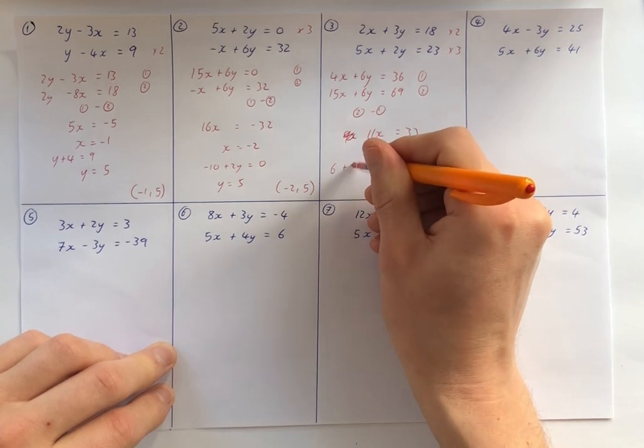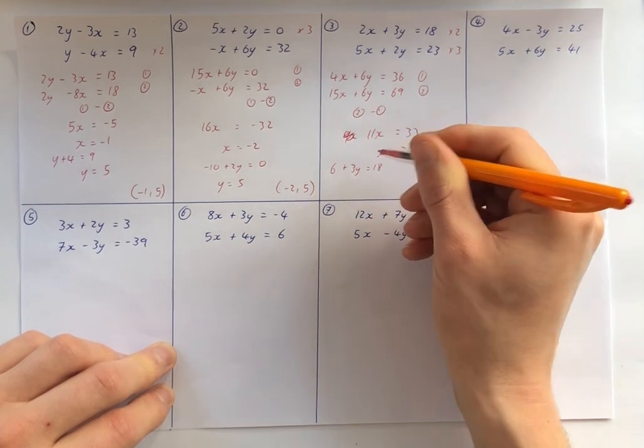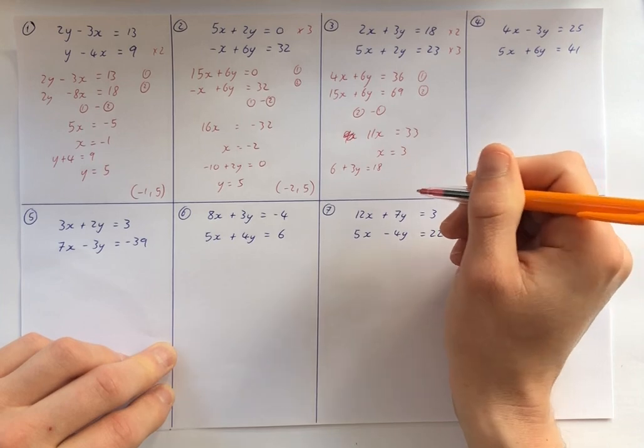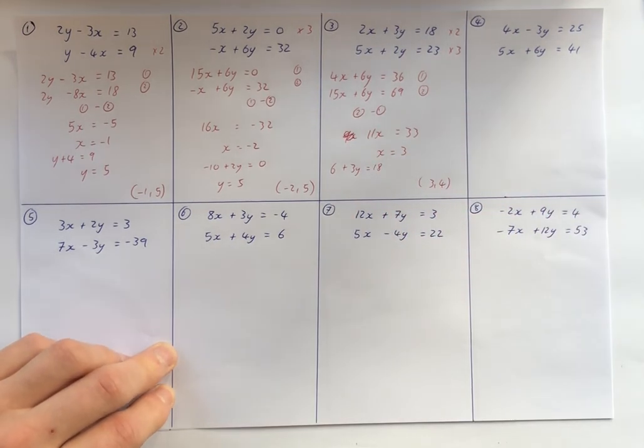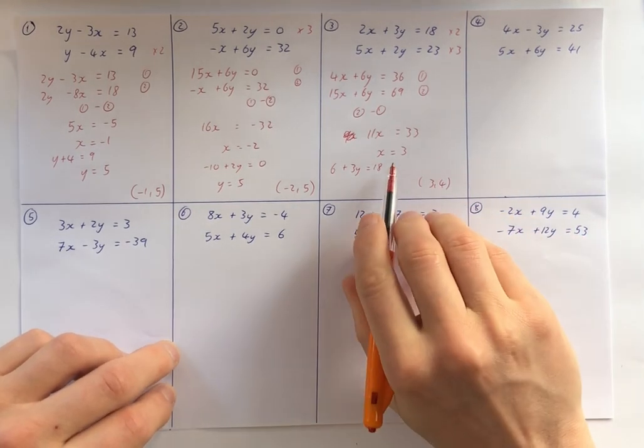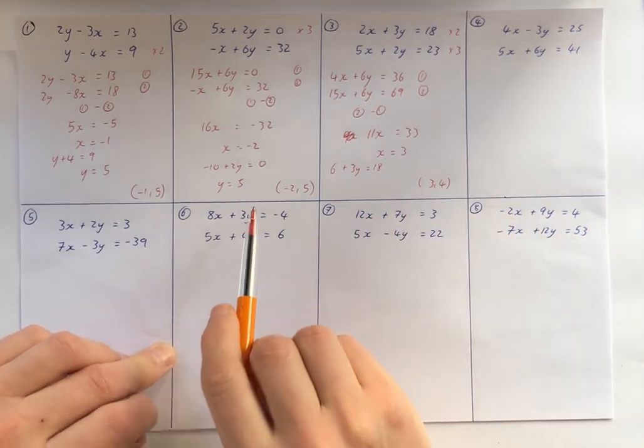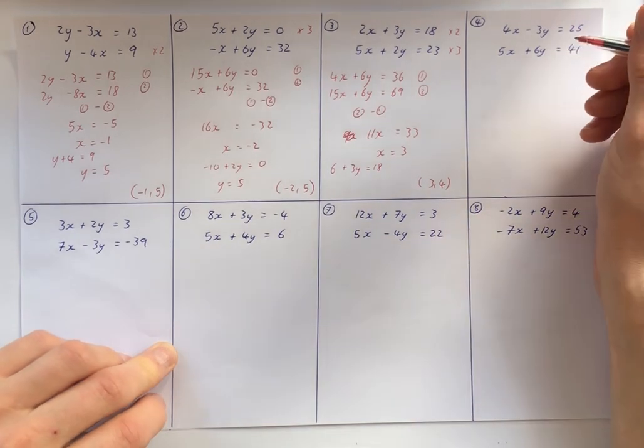6 plus 3y is 18. 6 plus 12 is 18, so y must be 4. 3, 4 is our solution. Just trying to keep this video a wee bit short, so I'm going to start to skip some of those rudimentary steps at the end.